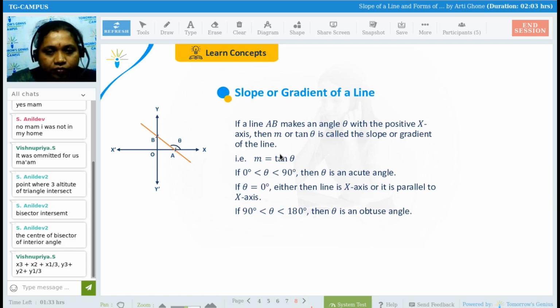Slope and gradient. Simply, what is the slope and gradient? If the line AB makes theta angle with the positive x-axis, then m is denoted by tan theta. Note down the first formula for the slope. If theta is given to you in the question, you can directly write m is equal to tan theta. So for m, we have 3 different formulas. This is the first formula: m is equal to tan theta. Tan is known as the tangent ratio. Obviously, we are going to take the tangent ratio, rise and run means it is a tangent ratio. Okay. So next one.